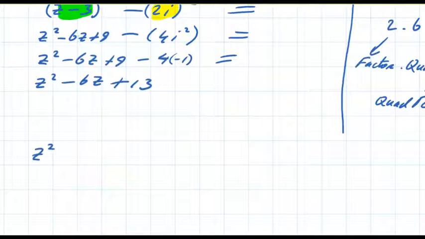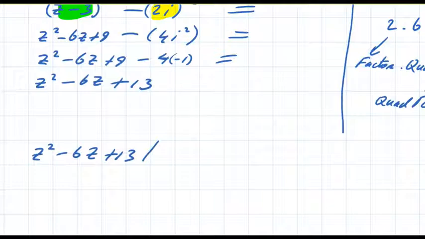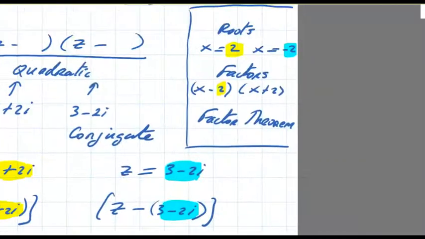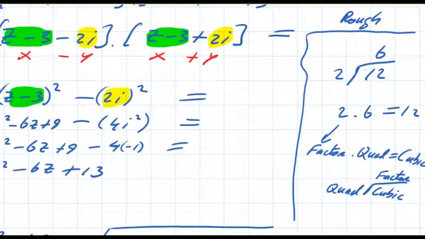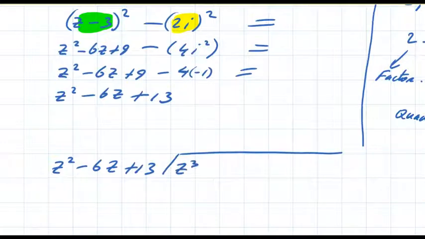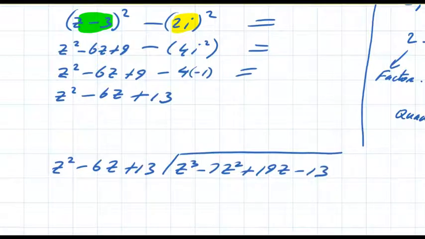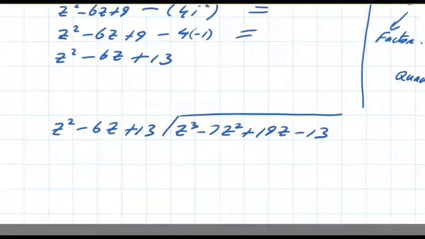So it's z squared minus 6z plus 13, and divide that into the original polynomial, which was up here, z cubed minus 7z squared plus 19z minus 30. So let's go with that, and z squared into z cubed goes z times. Z by z squared is z cubed, minus 6z squared, plus 13z.